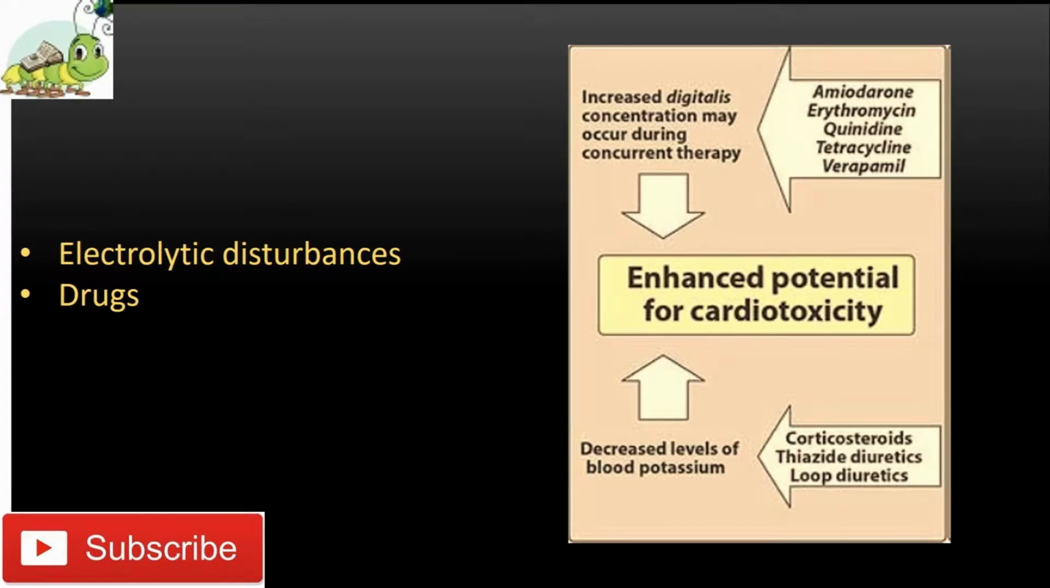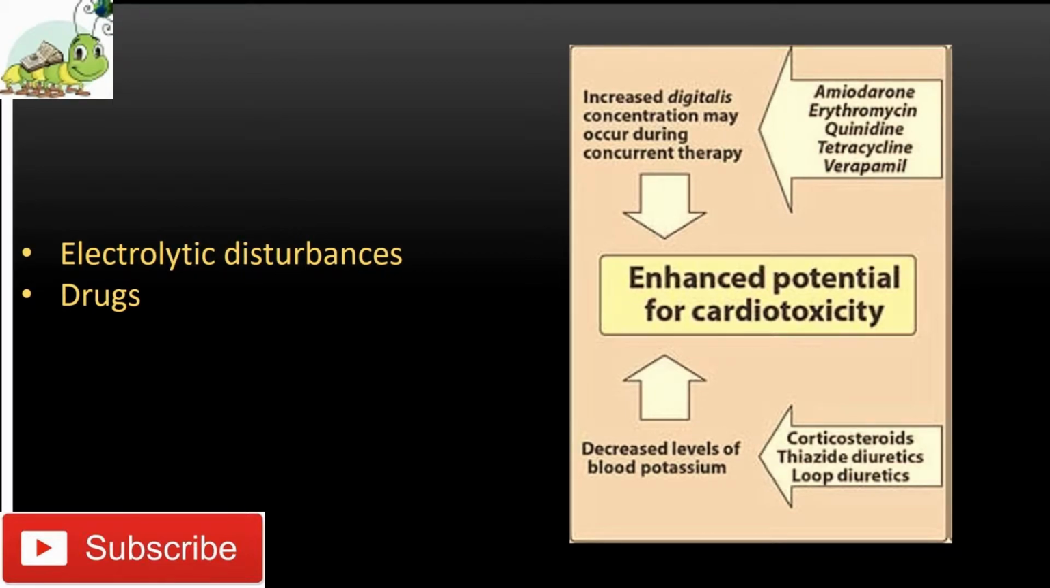Hypercalcemia and hypomagnesemia also predispose to Digitalis toxicity. Drugs: quinidine, verapamil and amiodarone, to name a few, can cause digoxin intoxication, both by displacing digoxin from tissue protein binding sites and by competing with digoxin for renal excretion. As a consequence, digoxin plasma levels may increase by 70 to 100%, requiring dose reduction.